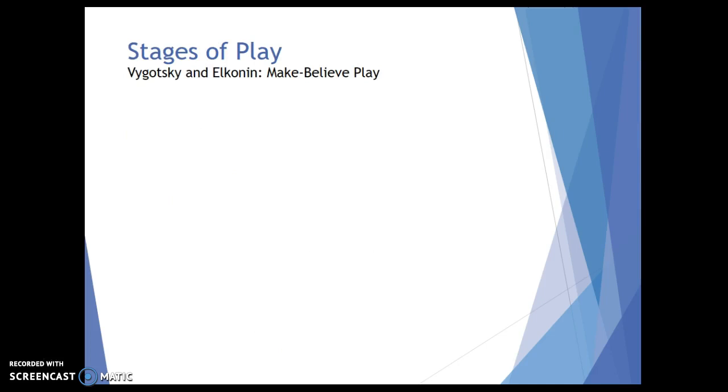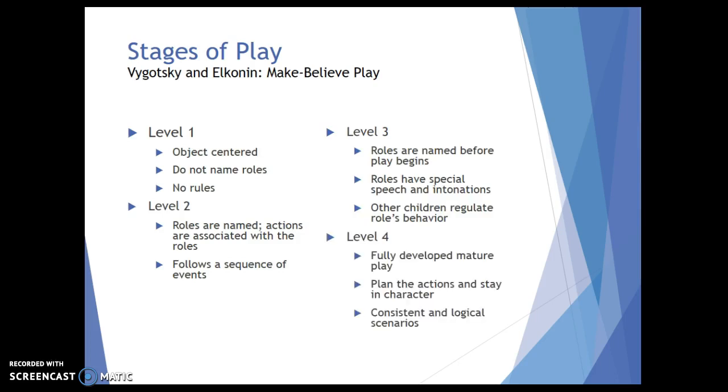Vygotsky and Elkonin had this whole theory about the stages of play, and it had 4 levels. And so level 1 was sort of object-centered. They didn't really name the roles. There weren't really hardcore rules. Then in level 2, they did name the roles. So like, you're the mom, you're the dad, you're the kid. And the actions that they do have to be associated with the role. So if you're the mom, you can't act like a kid and suck your thumb and ask to have your diaper changed. You got to tell people what to do and be the mom.